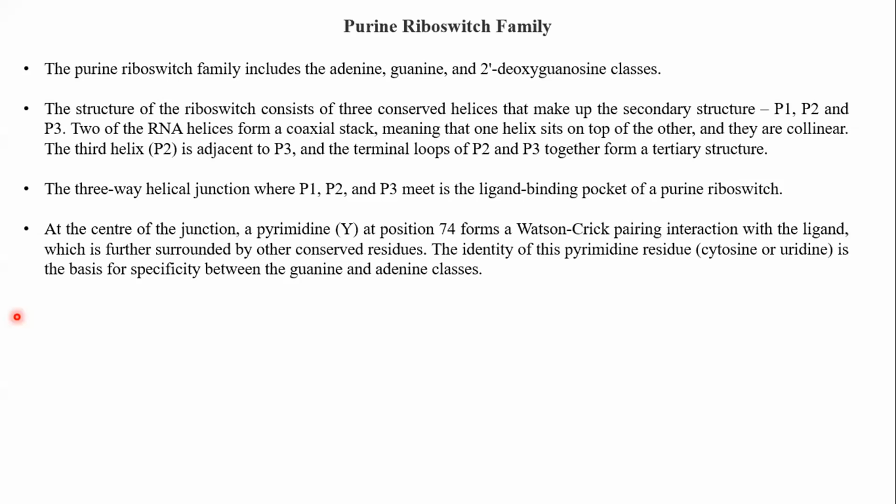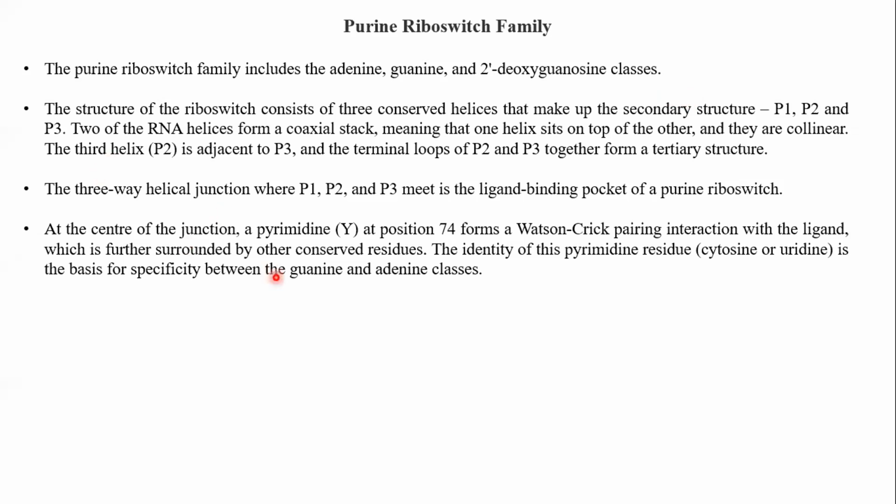Now let's explain the riboswitch with the help of examples. Here I'm giving you an example of the purine riboswitch family, which I've told you is a special riboswitch because it has a specificity for 3 ligands. In adenine and guanine, the structural difference is very small. Both are purines, but this particular riboswitch can differentiate between these two significantly. So the purine riboswitch family includes adenine, guanine, and 2' deoxyguanosine classes.